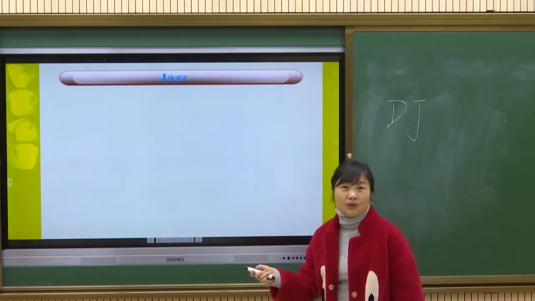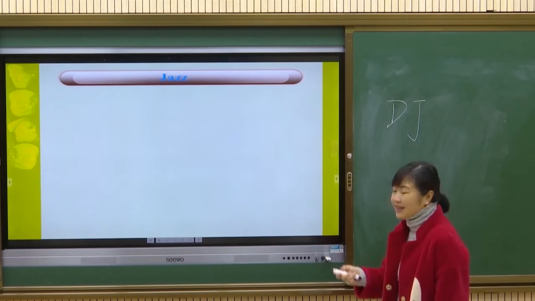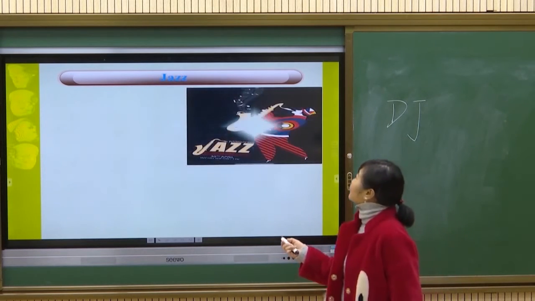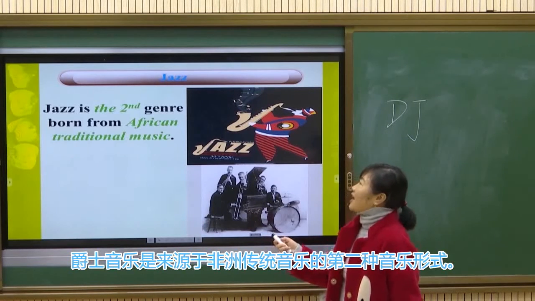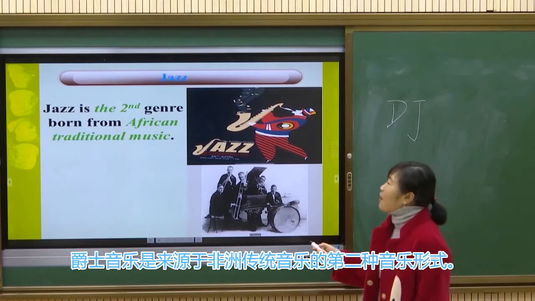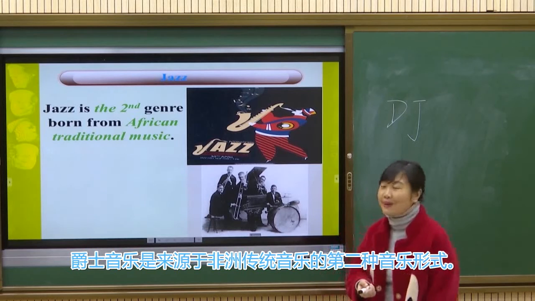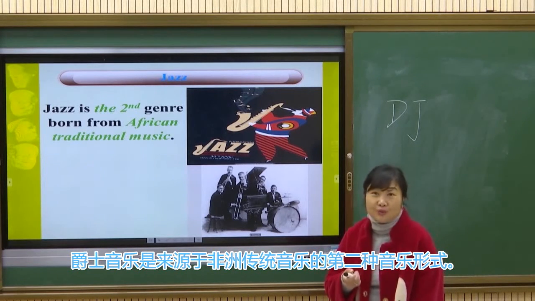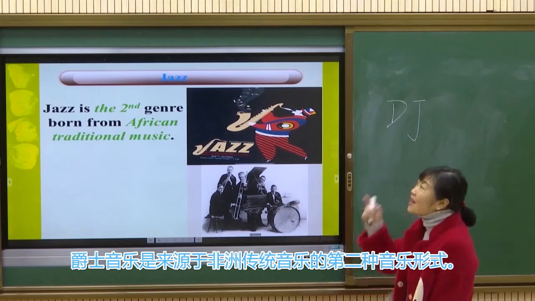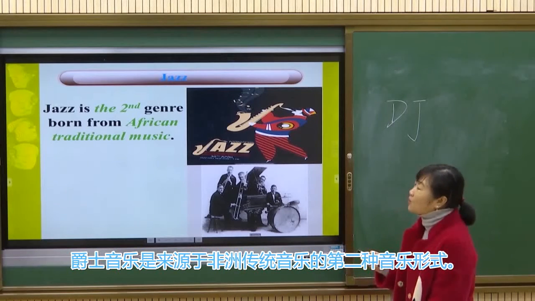And the fourth musical genre in Western countries is jazz. Yes, jazz. Jazz is the second genre born from African traditional music. So do you still remember what is the first genre born from African traditional music we have mentioned just now? Oh yes, that is blues. Yes, jazz is the second genre born from African traditional music.